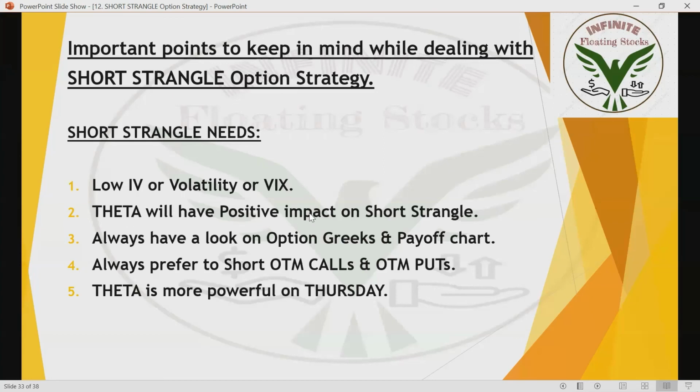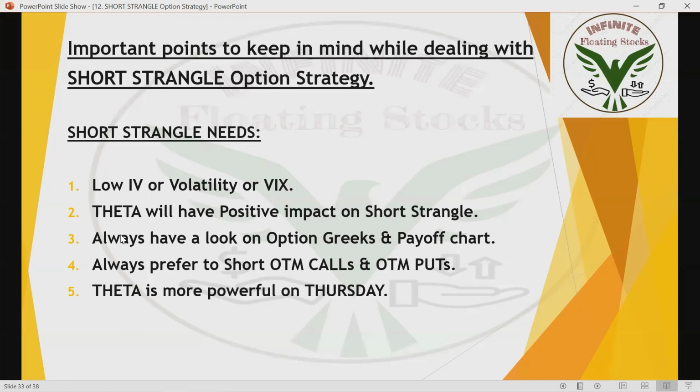Theta will have a positive impact on the short triangle. Theta is nothing but time decay. What happens when time decay happens? Premiums will come down. We are short in the out of the money call and out of the money put, so we need premiums to decrease. Theta will help us. That is the reason theta is the best friend of the option seller. We are option sellers here because we are selling an out of the money call option and an out of the money put option to make the short triangle.